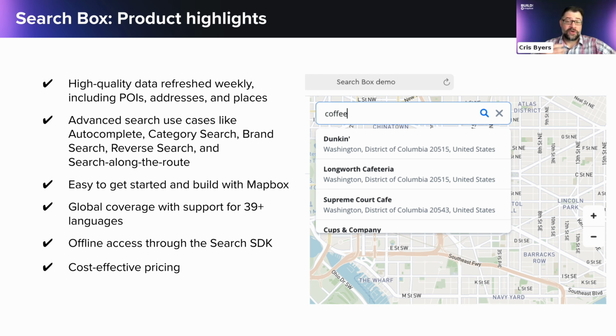We have a lot of amazing use cases that are possible within Search Box, like standard autocomplete, category search and brand search, as we talked about before, as well as search along route. So if you have a route for navigation, you can have the user search for places along that route and have a good experience. It's really easy to plug and play Search Box into an implementation. One of the biggest bits of feedback that we've gotten from users is that it's really simple and easy to get started on it.